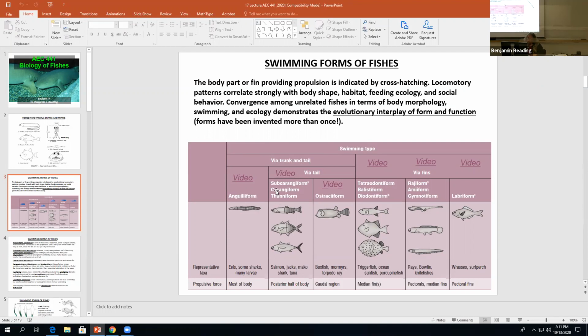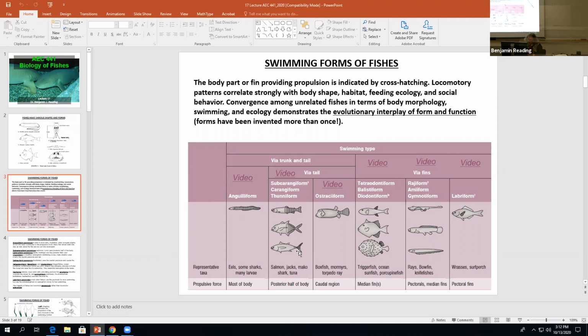Now we look at what we call subcarangiform, carangiform, or thunniform swimming. And again, these are named after the families of fishes. And so these are things such as salmon, jacks, mako sharks, and tunas. They might use, for instance, half of the body. Sometimes it's the caudal peduncle and the tail. But notice that most fishes are a generalist, and so they have what we call subcarangiform swimming, whereas the thunniforms use primarily the caudal peduncle and the caudal fin.